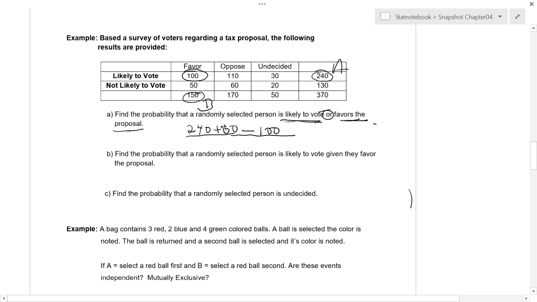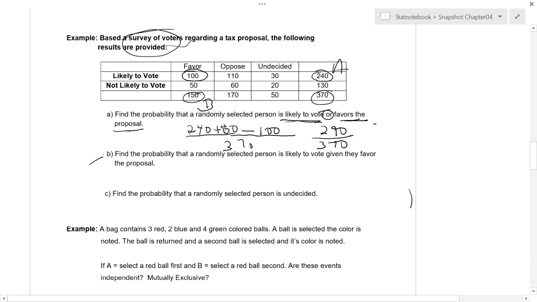Now, the total number of voters was 370. So total number of survey of voters. Okay, so I was right. 370, right? So you do your math. 240 plus 150 minus 100 is 290. 370 is the number of ways we could choose somebody.